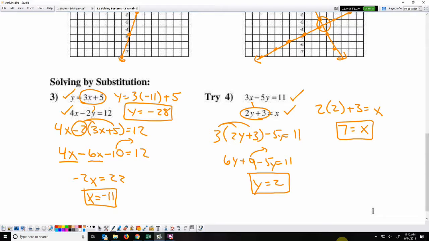Now what this means is that in number 3, these two lines would intersect at the point negative 11, negative 28. And these two lines here would intersect at the point 7, 2. So it's important to keep in mind that the solution is an intersection of these two lines.